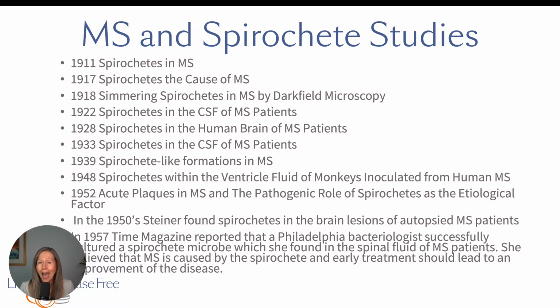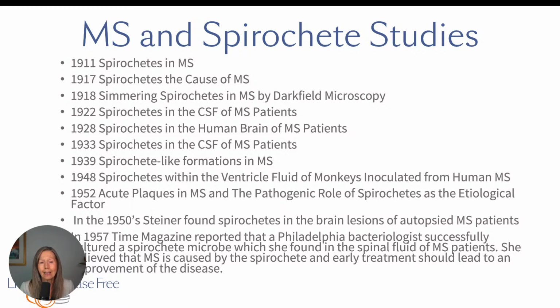What happened? There was all this research being done, and then everything gets dropped. Around the 1950s, 60s, somewhere in there. We'll talk about that later. 1952, acute plaques in MS and the pathogenic role of spirochetes as the etiological factor. So they're linking lesions, plaques or lesions, to these spirochetes in 1952. And I don't know if I got this right, 1948, spirochetes within the ventricle fluid of monkeys inoculated with human MS. 1950s, Steiner found spirochetes in the brain lesions of autopsied MS patients.